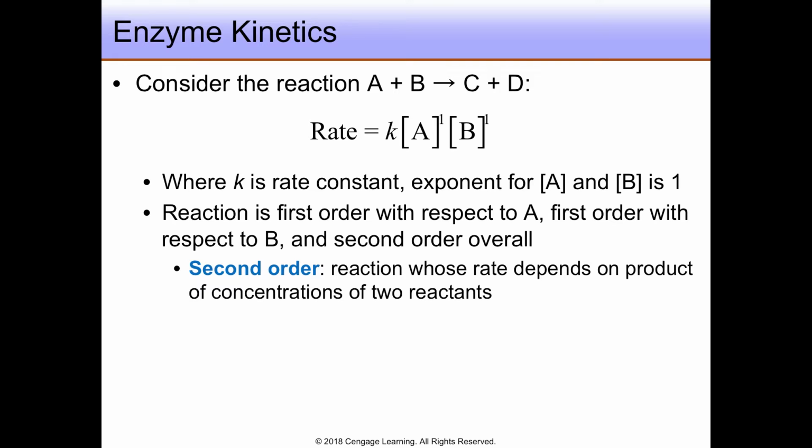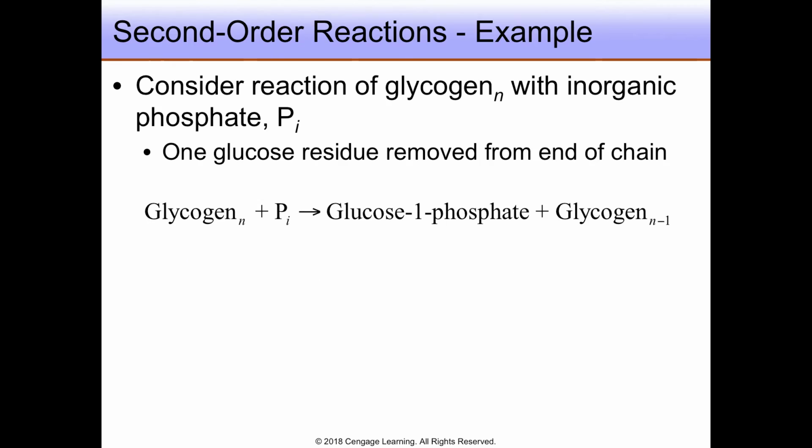Our reaction rate will depend on the concentrations of our two reactants. In this case, we say that the reaction is first order with respect to A, first order with respect to B, and therefore second order overall. This would therefore be a second order rate constant because product formation depends on the concentration of two reactants.